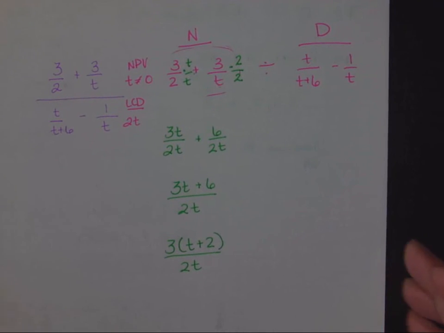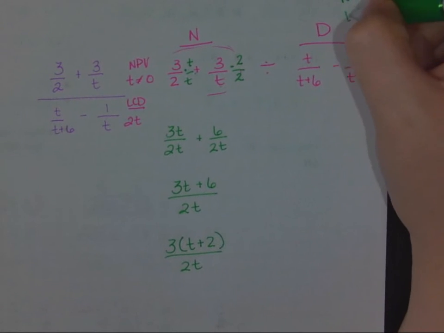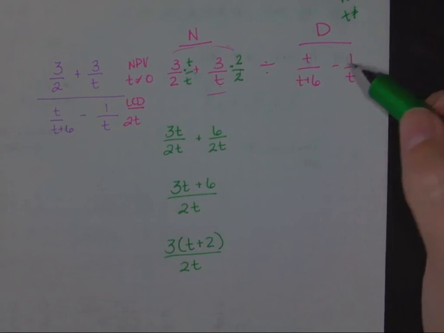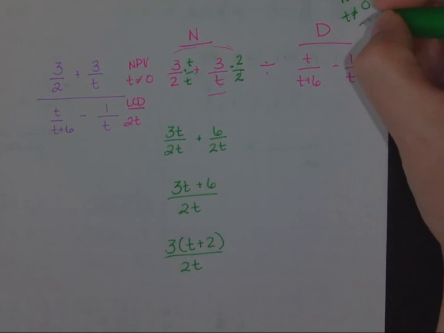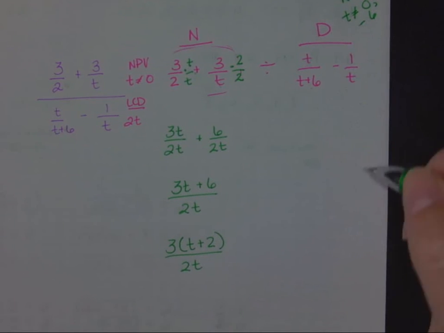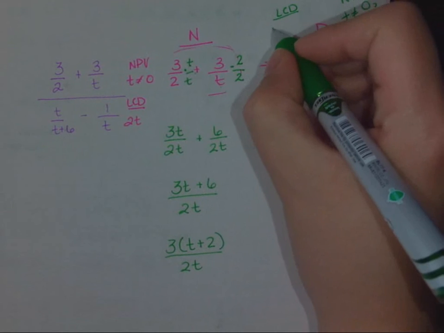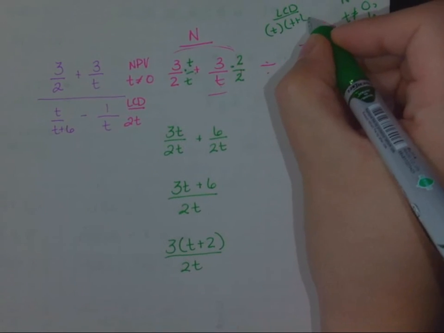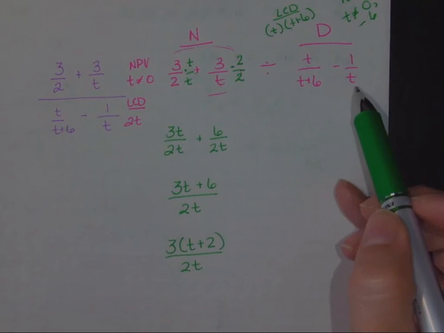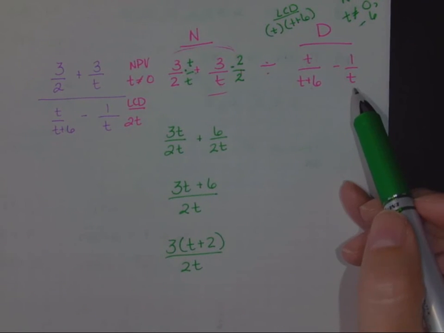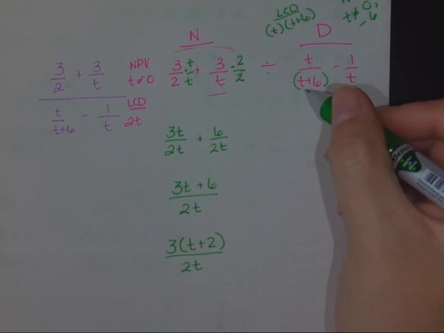For my denominator, let's do my NPVs on this one. t cannot equal 0 because of that one, and t cannot equal -6 because of this one. So my LCD for this side is going to be t times t plus 6. A lot of people think the answer is just going to be t plus 6 because they both have t's in them, but that's not correct because this is a set and that's a very different denominator than that one.